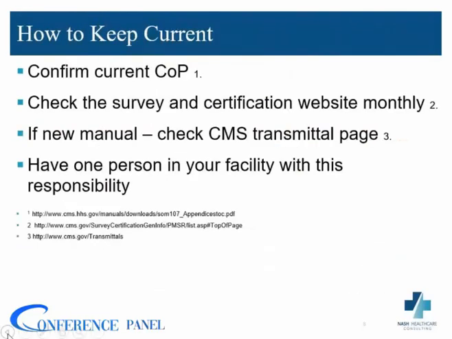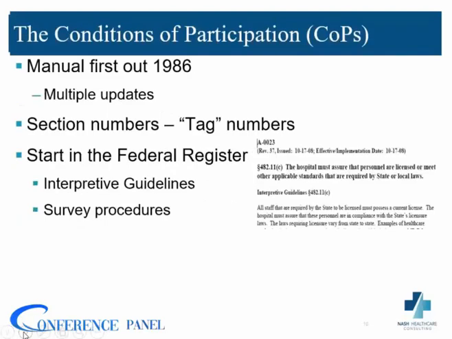How do you keep current? Make sure that you stay abreast of changes, because as they occur, you want to make sure that your policies and procedures are up to date. You want to check the survey and certification website monthly, and those links are here at the bottom of the slide. The manual first came out in 1986. There's been multiple updates. The section numbers are called tag numbers. They start in the Federal Register, where there's the interpretive guidelines and survey procedures.